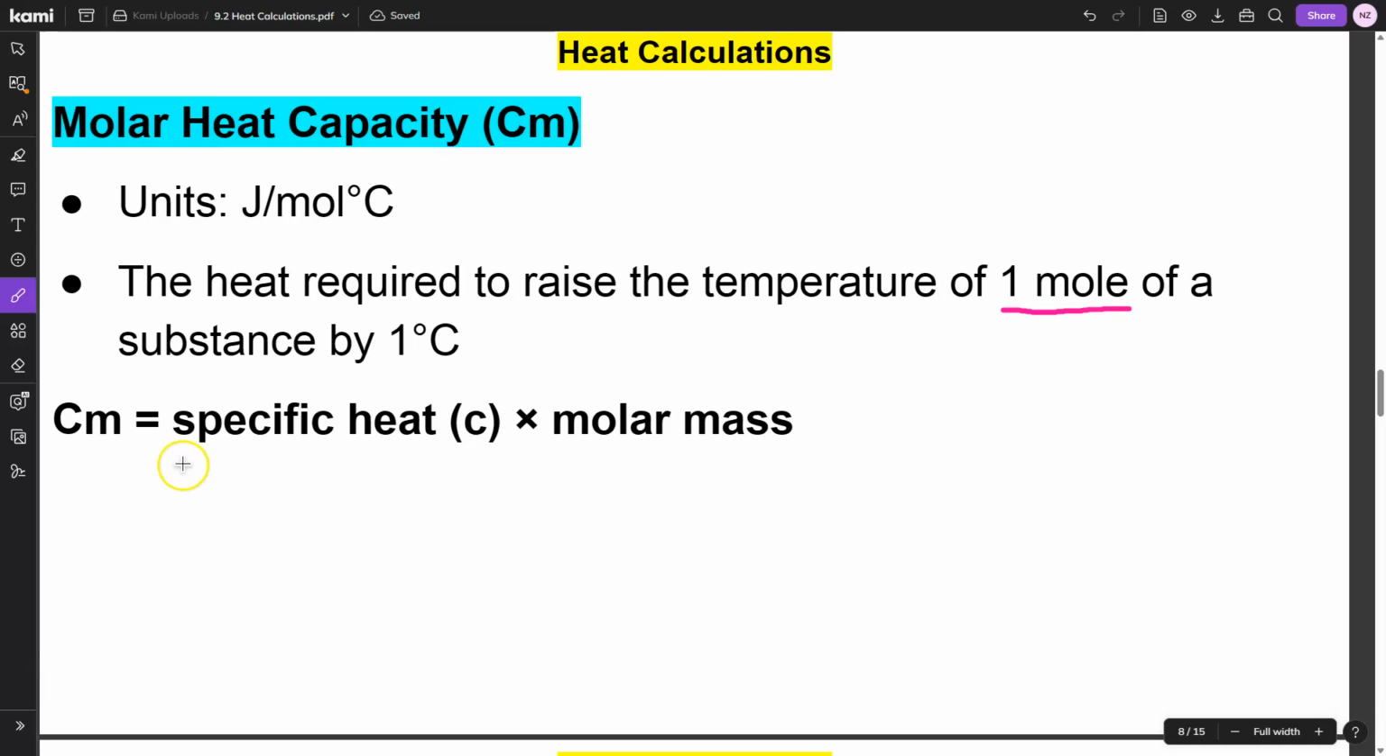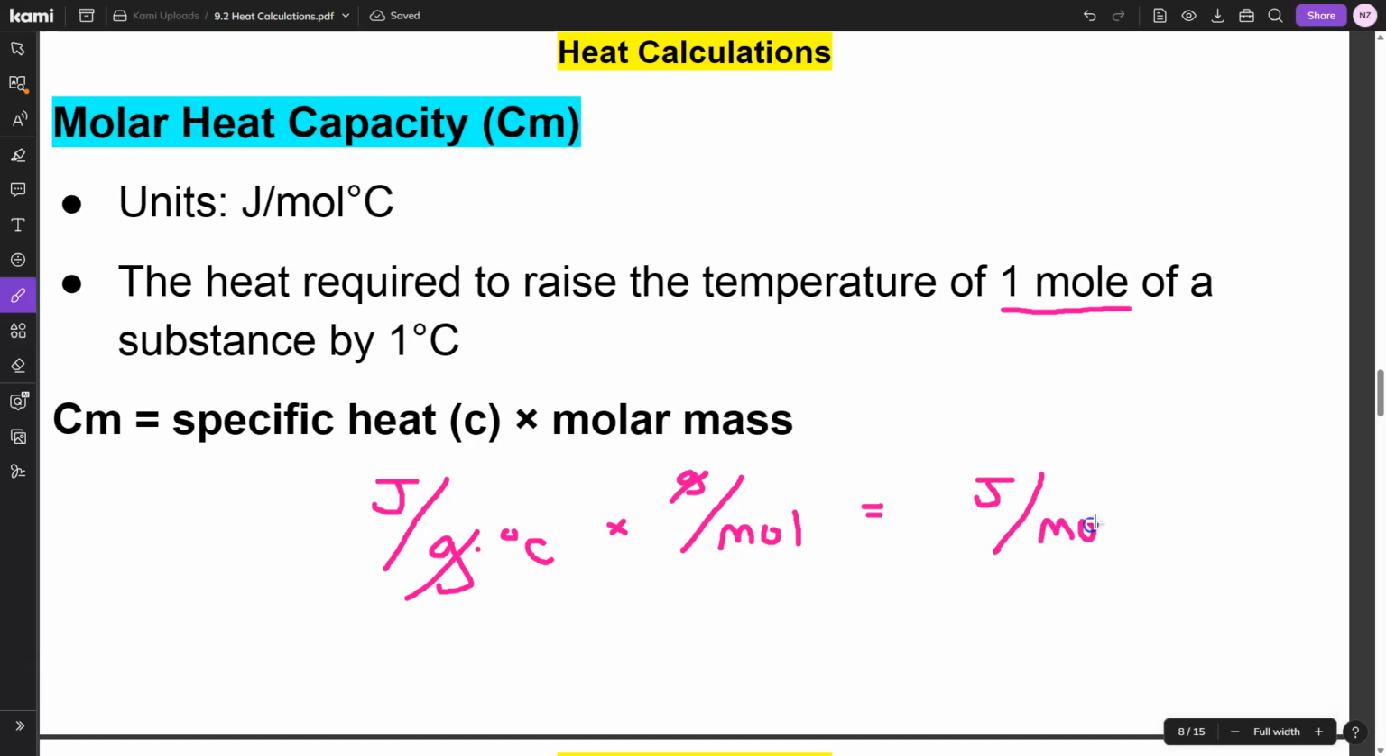So we're just going to take our specific heat value, C, and multiply it by our molar mass. If we have joules over grams times degrees Celsius, and I multiply that by molar mass, which is grams per mole, my grams are going to cancel out, and my new units are going to be joules over moles times degrees Celsius.